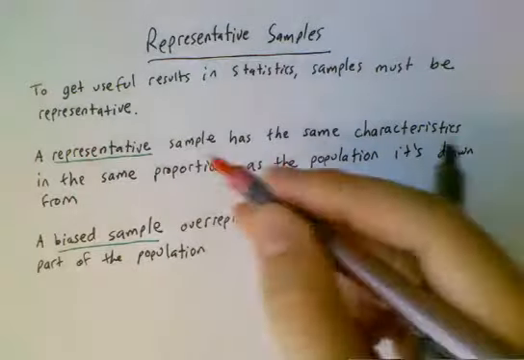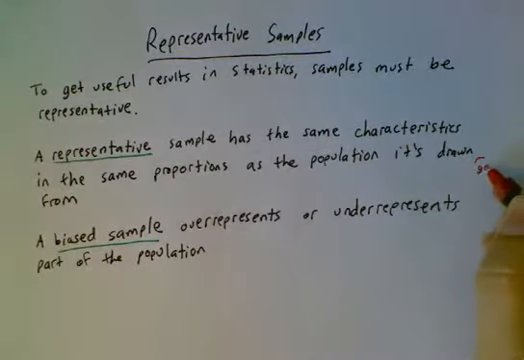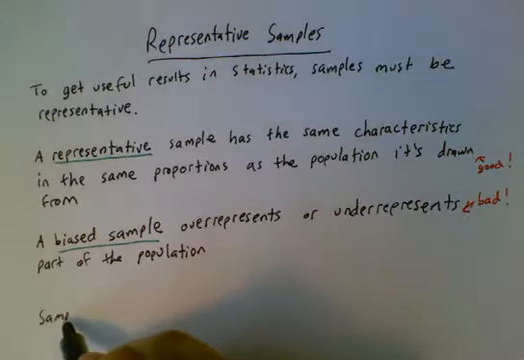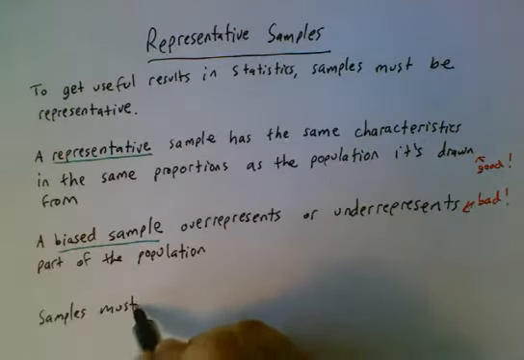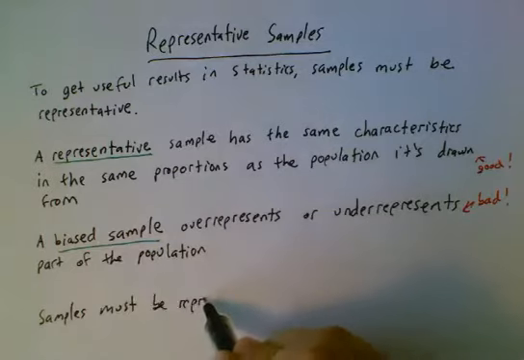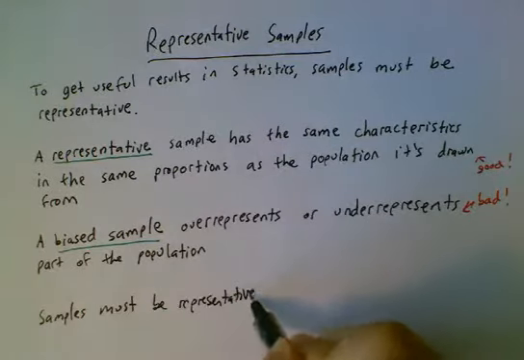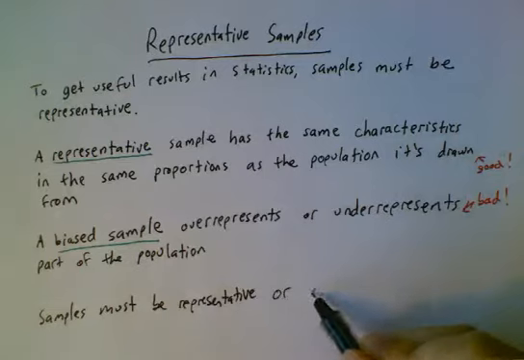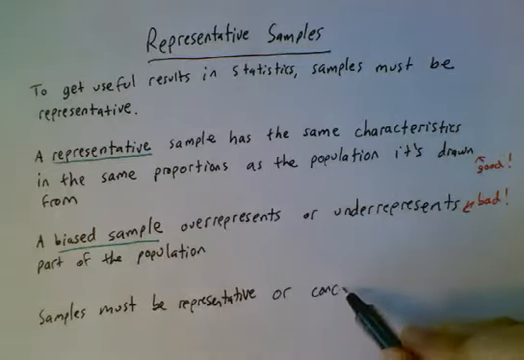So representative samples, good. Biased samples, bad. In statistics, it really is a case of garbage in, garbage out. You can do all your statistics right, but if you have a bad sample in the first place, then it's just garbage. So one thing that's really, really important, samples must be representative, or conclusions drawn from them won't be accurate.